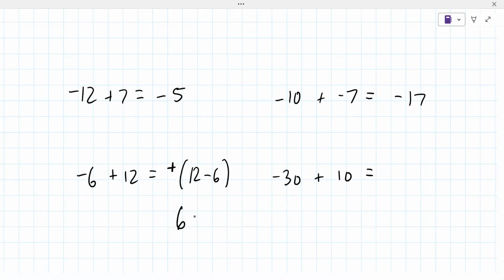But minus 30 plus 10. Minus 30 would be further from 0, so it's negative, and then negative 30 plus 10 would be negative 20.